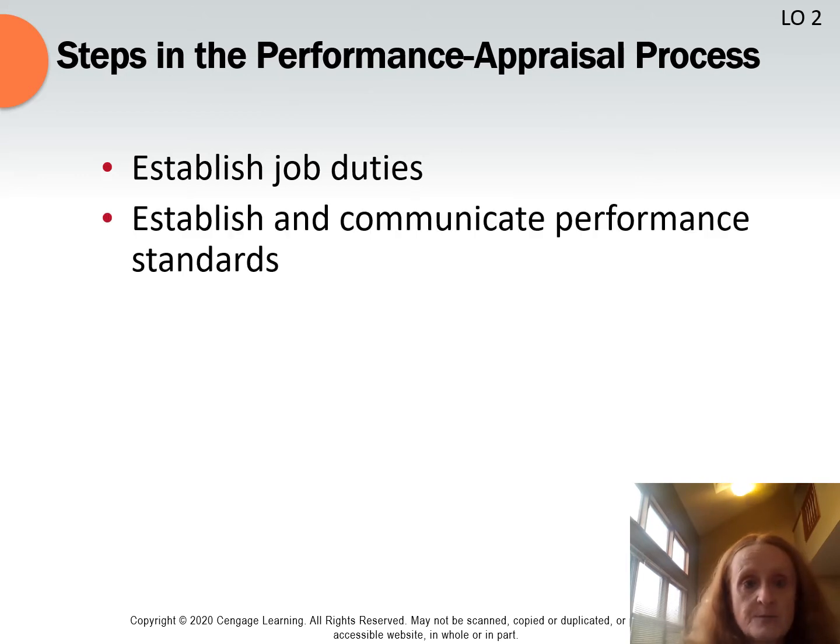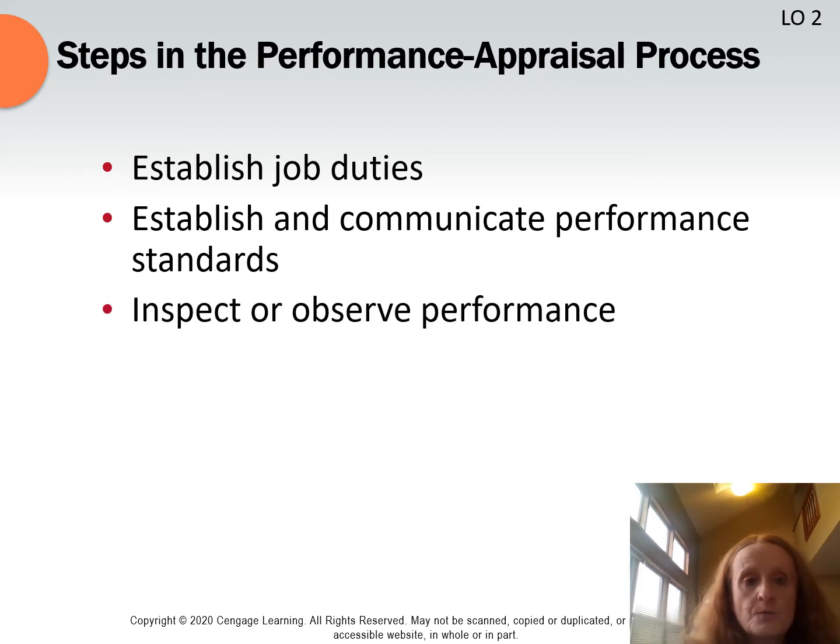Then we establish and communicate what those performance standards are. So the organization has to be sure that everyone rates performance using the same set of standards, and that employees know what is expected of them. Consistency is the rule for performance standards.